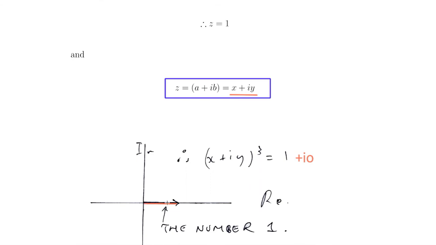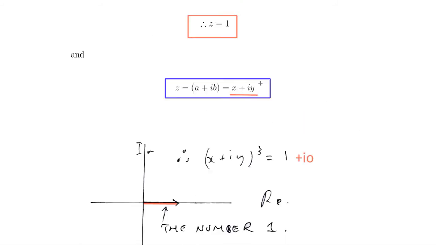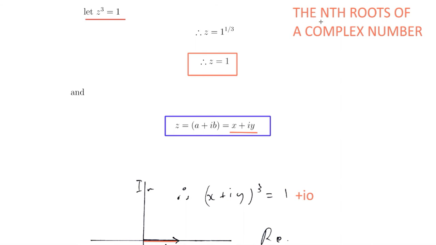And we are left with a vector-esque line on our real axis of value 1, considering that z is equal to 1 as depicted here. Going forward, what does this mean? How can we utilize this to better understand the concept of the nth roots of a complex number?